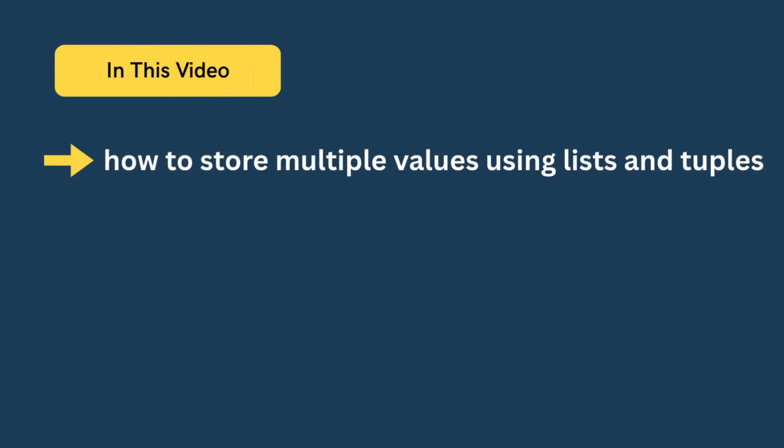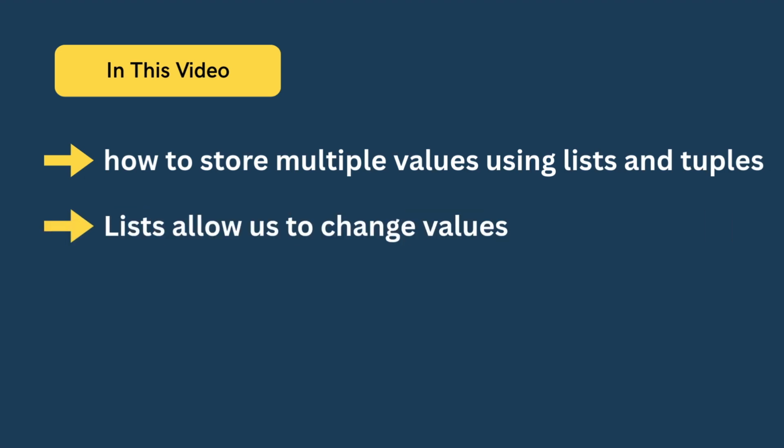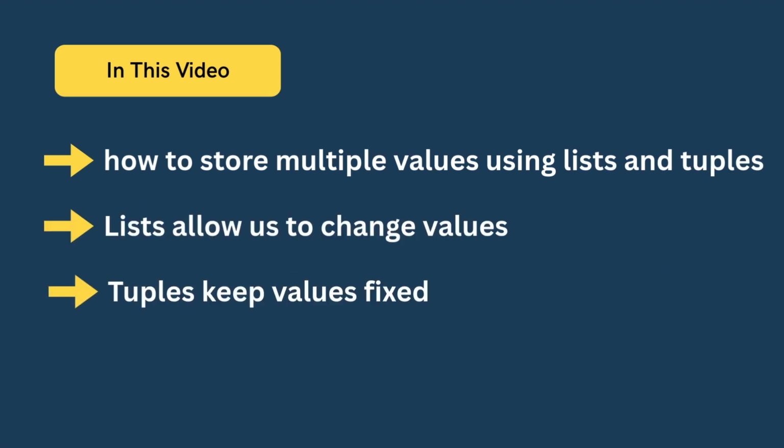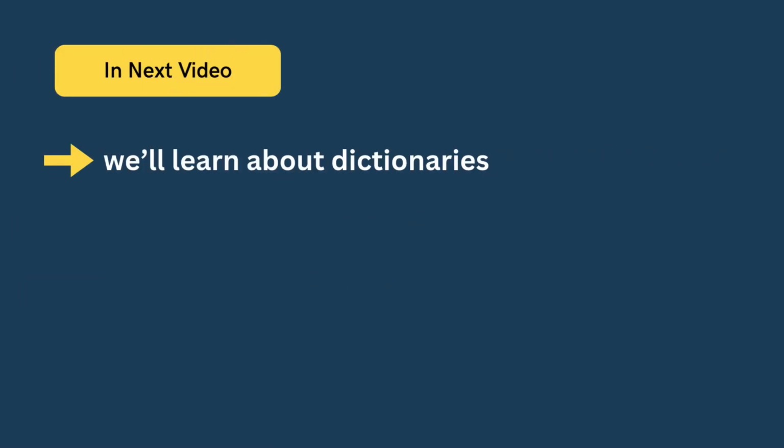So in this video, we learned how to store multiple values using lists and tuples. Lists allow us to change values, tuples keep values fixed. You don't need to remember everything right now, just understand the idea of storing multiple values together. In the next video, we will learn about dictionaries. Dictionaries help us store data with names, which is very common when working with real data sets.